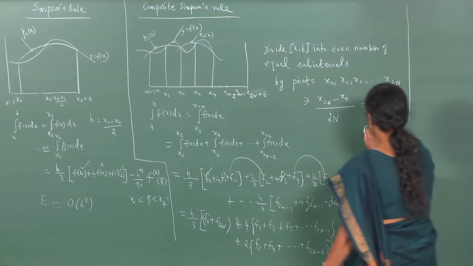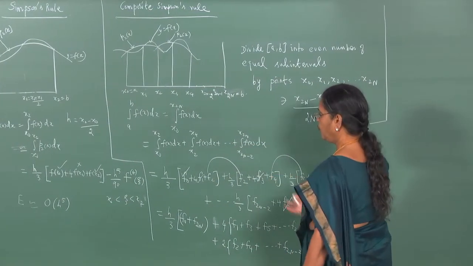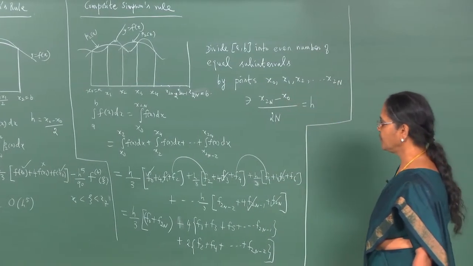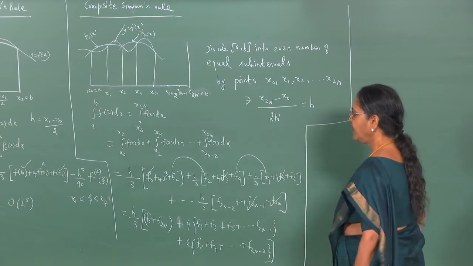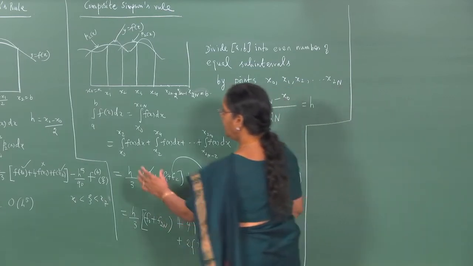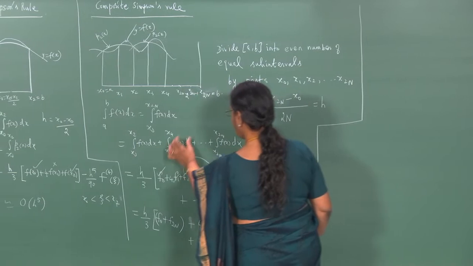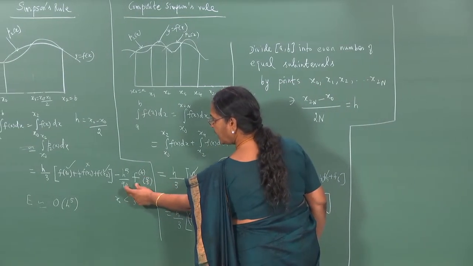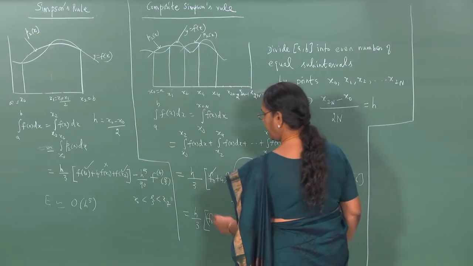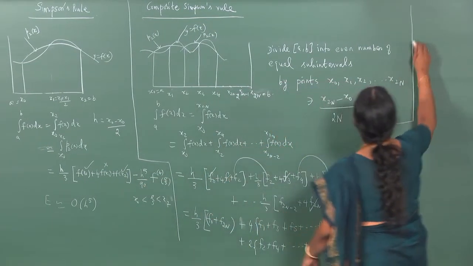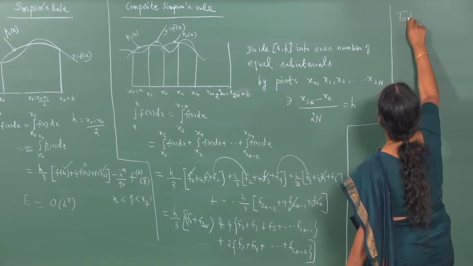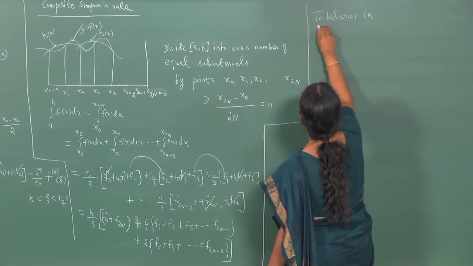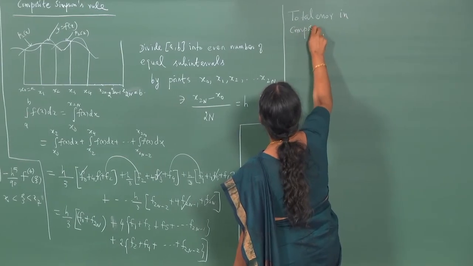So, it is now important to see what is the error in composite Simpson's rule. That can be easily obtained because we have applied Simpson's rule in each of these intervals, and we already have computed the error term in Simpson's rule. So, I apply the error in each of the intervals, and so I get the total error in composite Simpson's rule.